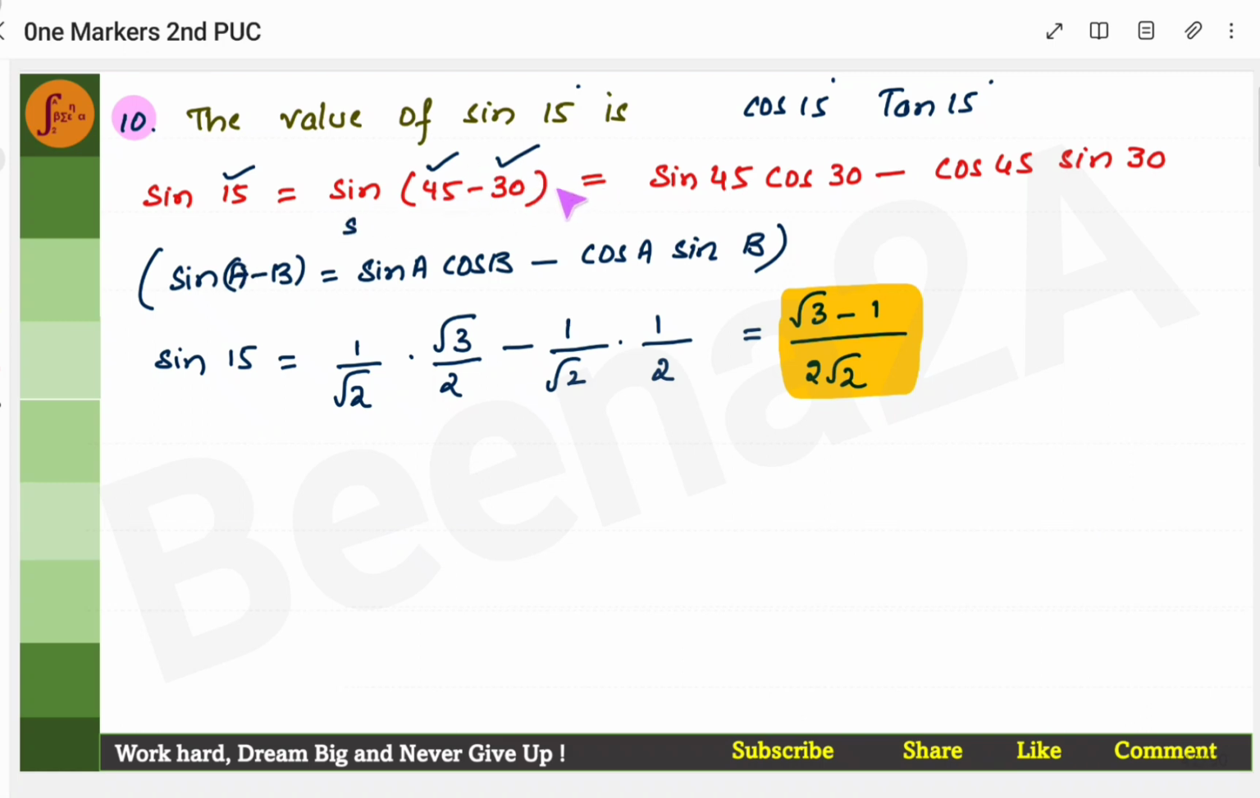That's why I'm using known angles. So you'll have to use the sin A minus B formula. What is sin A minus B? Sin A cos B minus cos A sin B. So instead of A, I'll put 45 degrees. Sin A, that is sin 45, and cos 30, cos 45 and sin 30. Now I will use the standard trigonometric ratios, right? And I'll get this value.